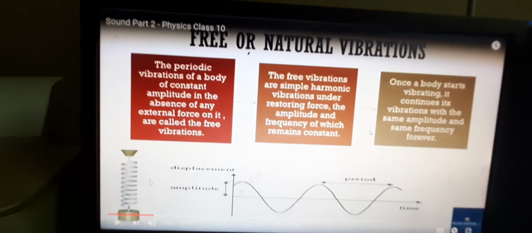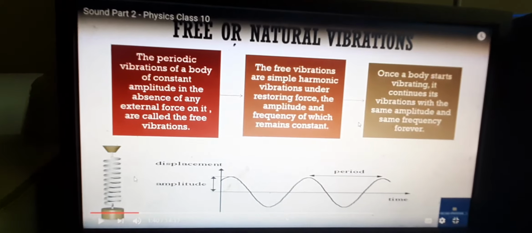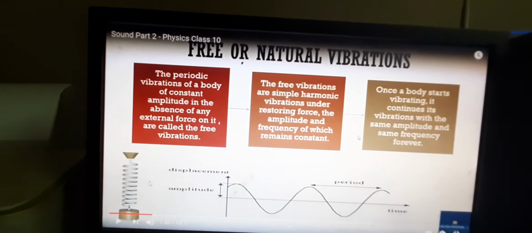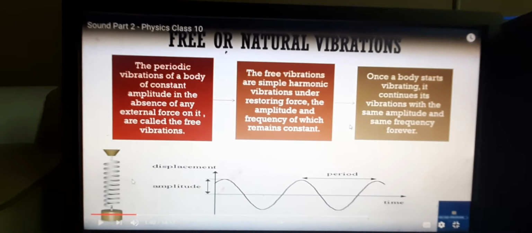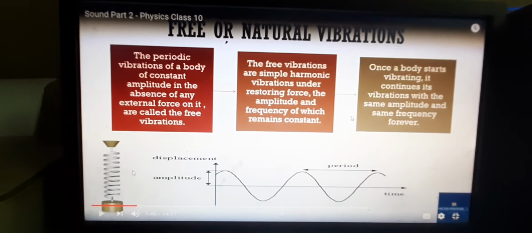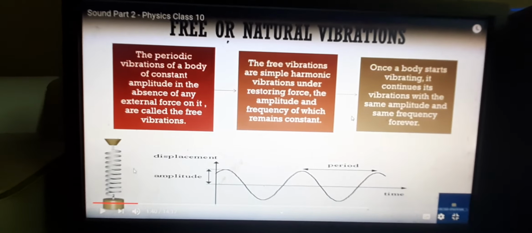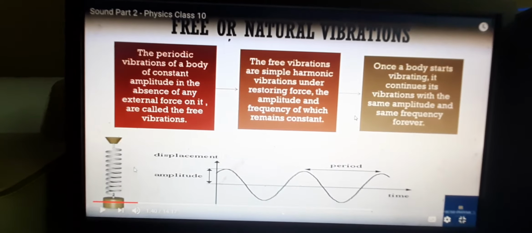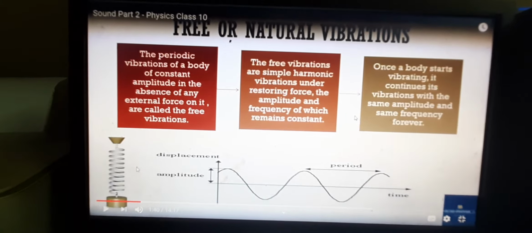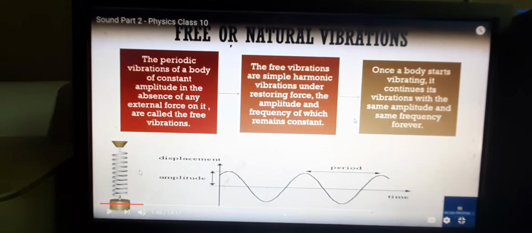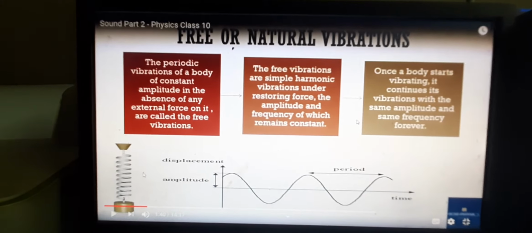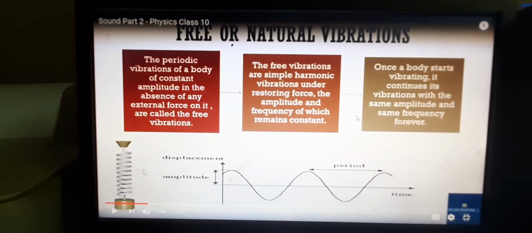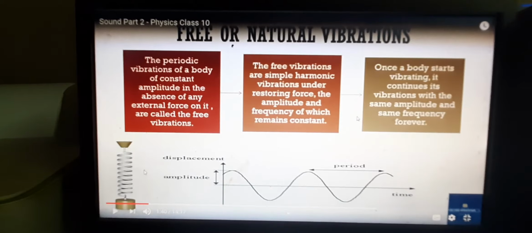Okay, so let us see what is free vibrations. The periodic vibrations of body of constant amplitude in the absence of any external force on it are called free vibrations. So when we are talking about free vibrations, we have to see that the body is vibrating without any interference. Okay, so if the body vibrates without any interference, then it may have a constant amplitude. You can see in the diagram also that it has a constant amplitude.